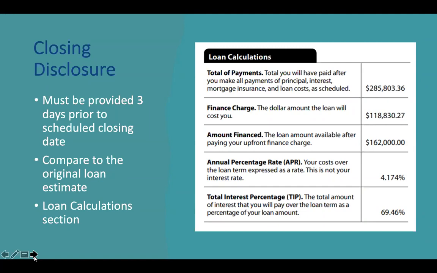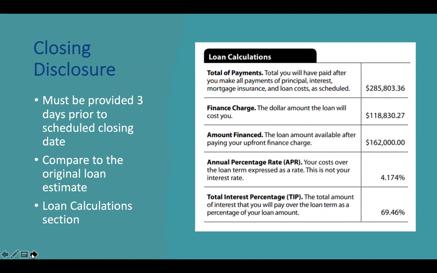I wanted to focus specifically on this loan calculations box though. This just gives you an idea of what you will pay over the life of the loan. And it's formatted just like this box. It'll show you the total payments that you will be making, including interest and mortgage insurance. It'll show you the finance charge. That's how much it's costing you to borrow the money. It'll show how much you financed, or how much you are going to borrow.